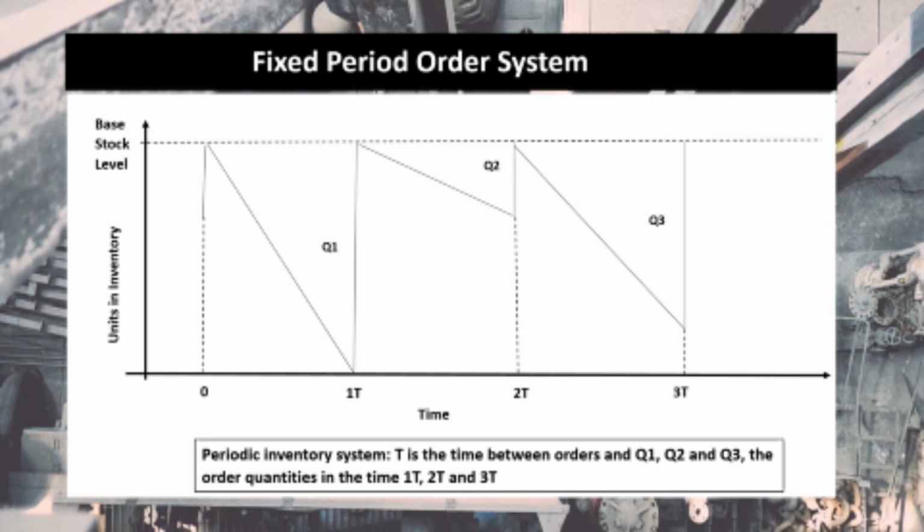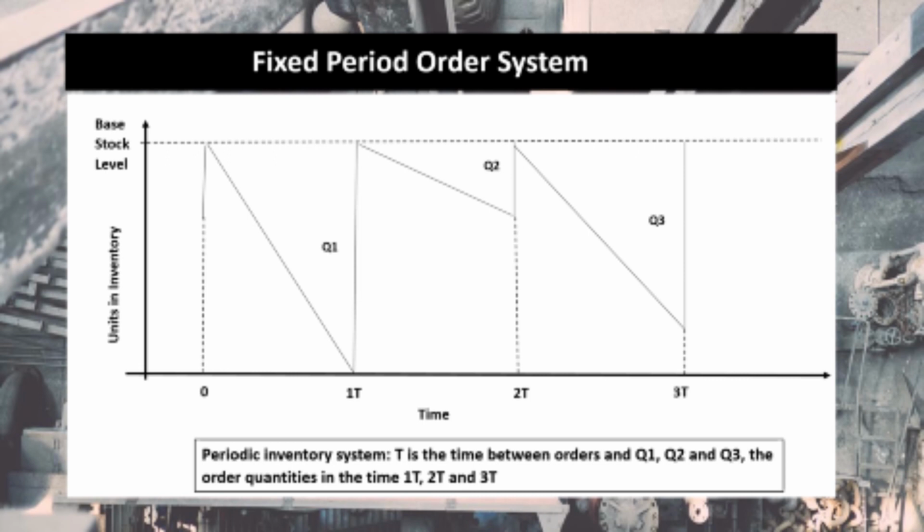But because of the different patterns in consumption over different periods of time, you are placing an order only for that quantity which is actually required to bring it back to the base stock level. Let us suppose your consumption pattern is 10 units per day, and in 30 days you are consuming 300 units. The moment your 30 days is over, you are again reordering the 300 units.